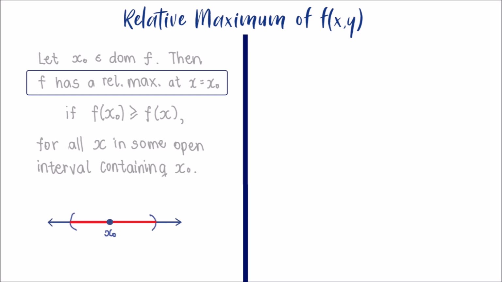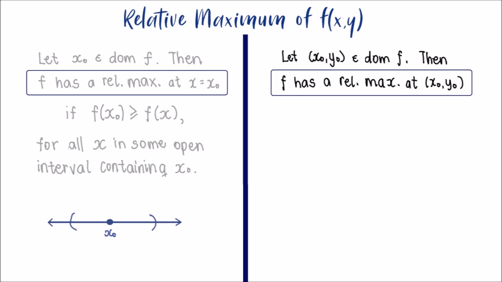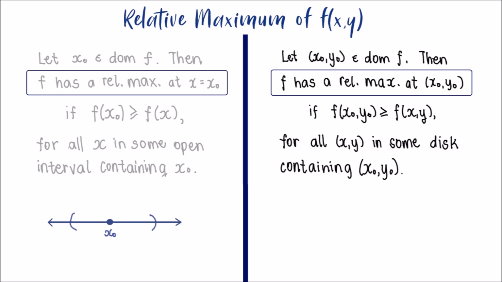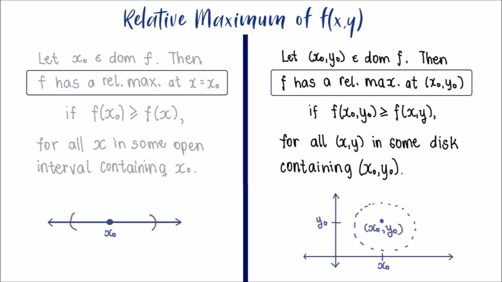in this interval. Now for functions of two variables, there are few logical changes from this definition. First is instead of x0, suppose we have an ordered pair or a point x0, y0 in the domain of f. We say that f has a relative maximum at that point if its value under f is greater than or equal to the other f of x, y for all points in some disk containing x0, y0. So for some area on the plane around x0, y0, f of x0, y0 is the highest value.